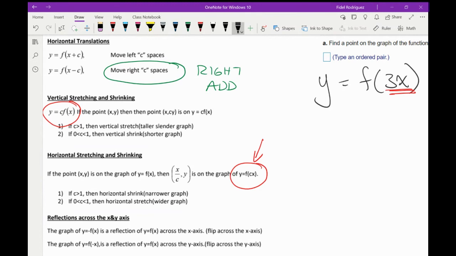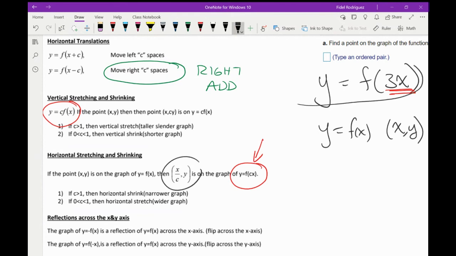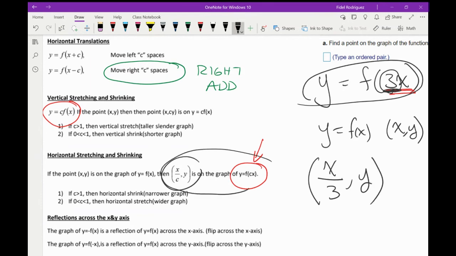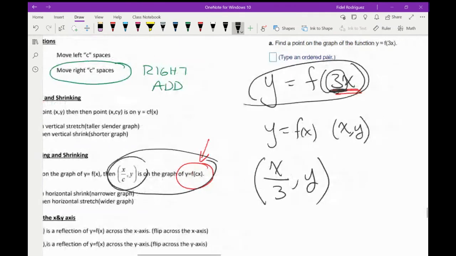So before, remember what we said when we had y equals f of x? My points were like this, x and y. So now, when I have this part, the way my points are going to look, it's going to be x divided by the number c. C in our case here, y'all, is 3. And then my y is going to be the same.